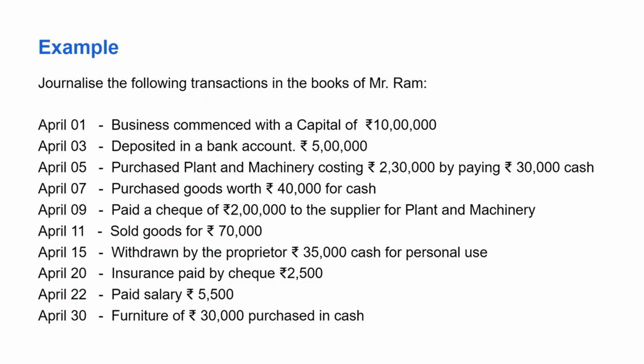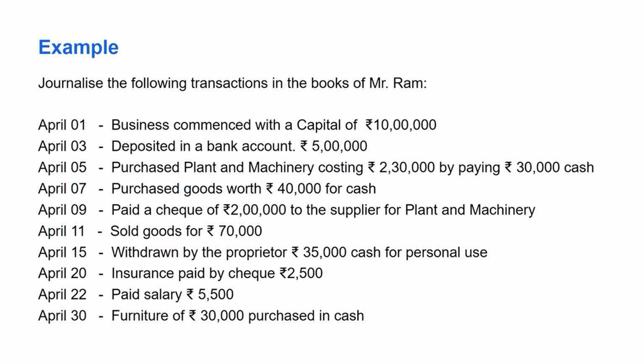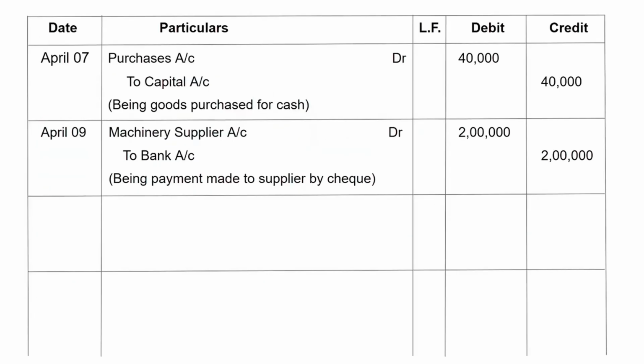And the next transaction is April 9, paid a check of rupees 2 lakh to the supplier for plant and machinery. This is the same transaction from 5th April. That is, now we are paying 2 lakh rupees. And here the two accounts are supplier's account and bank account. Supplier's account, supplier is a personal account and liability reduces. So debit the receiver. And bank account, bank is a personal account. Bank balance goes down. So credit the giver. So we record it as April 9, machinery supplier account debit 2 lakh rupees to bank account 2 lakh rupees, being payment made to supplier by check.